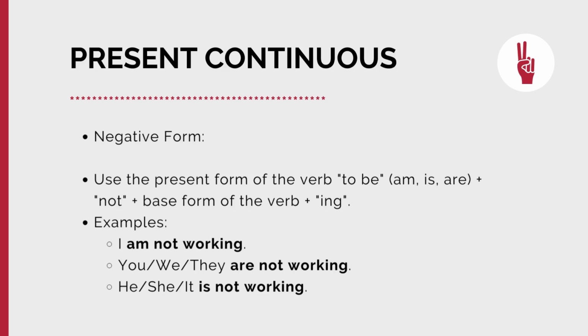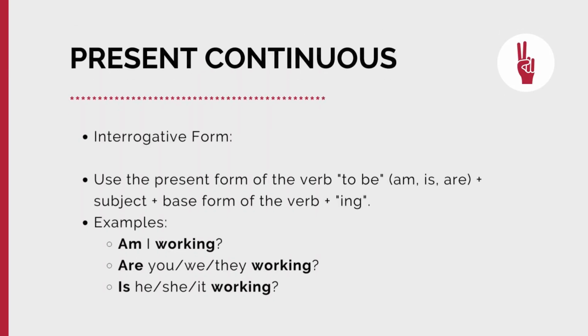To form the present continuous in a question form, we use the present form of the verb to be: am, is, are, plus the subject, plus the base form of the verb, plus ing. For example, am I working? Are they working? Is it working?